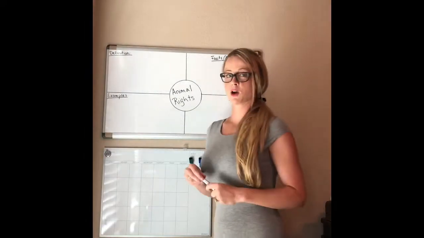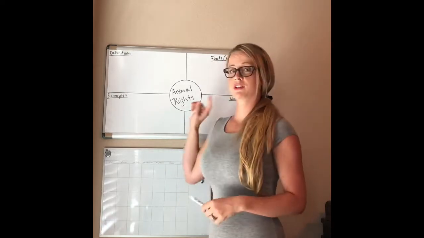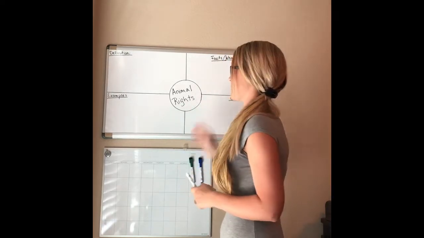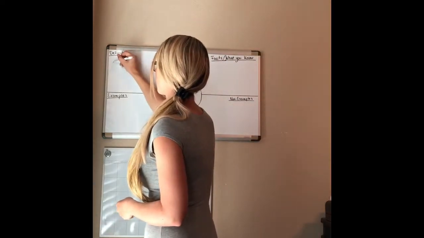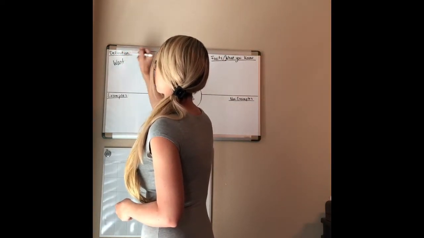Okay, class, great job defining what animal rights is. So we're just going to write some of your key examples down so that way we can keep it flowing in the Frayer model. So animal rights people want the same rights for animals as humans.